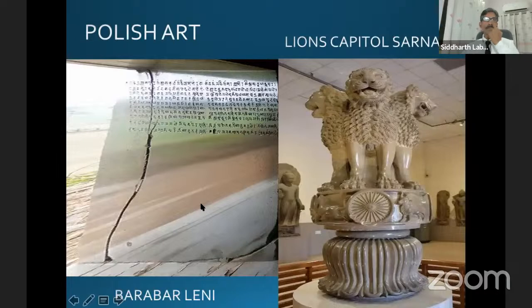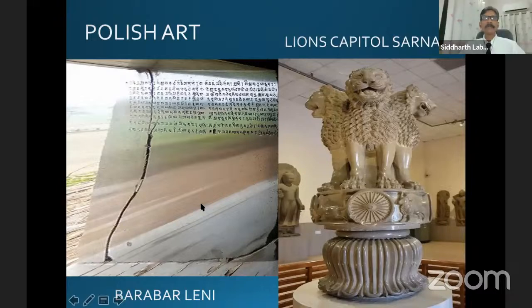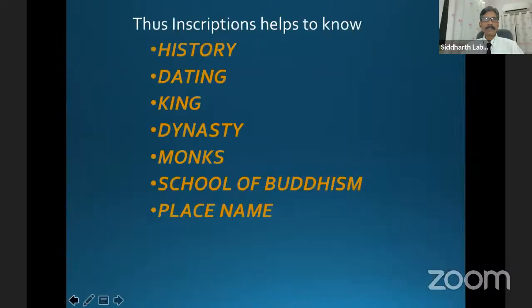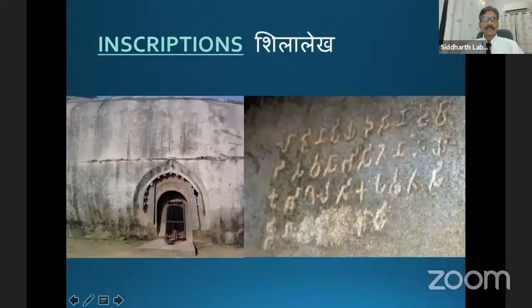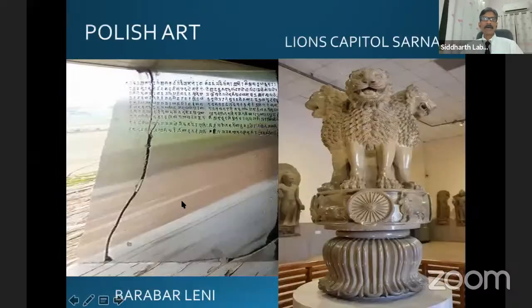Okay, now polish art, a very beautiful aspect of Buddhist architecture. The polish art is famous for the Mauryan art, that is called the Mauryan polish. On the left side, we can see it is just like a mirror. This is the polish of the Girnar Leni. You have seen the Girnar Leni? Okay, I will show you. Yes, this Girnar Leni on the left side you can see. This is a complete granite stone, right? And the granite stone is very, very hard. On that granite stone the polish was made, and that polish is still today like that only.